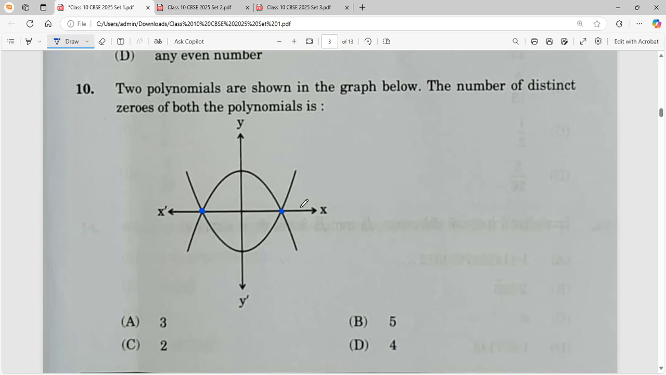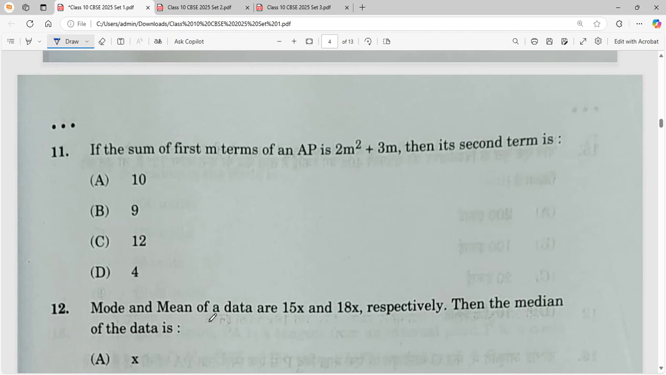If the sum of first m terms of an AP is given, what we have to do is take m equal to 1. So we get S1, which is a, which is equal to 2 plus 3. So a is equal to 5.